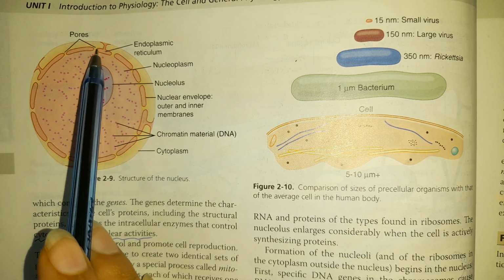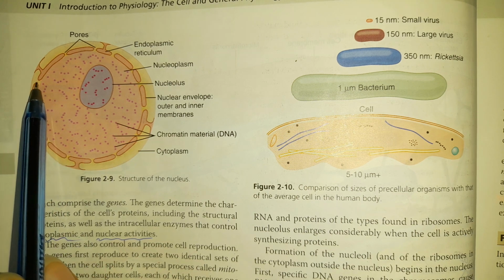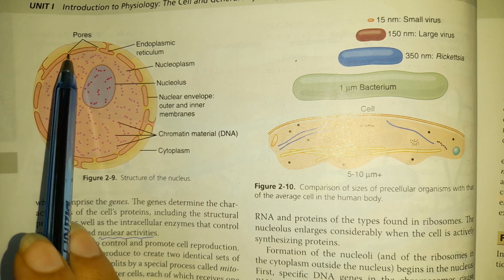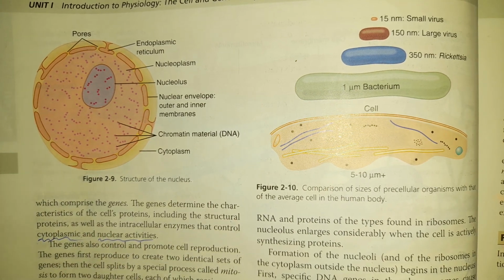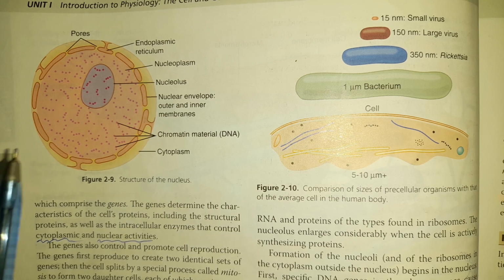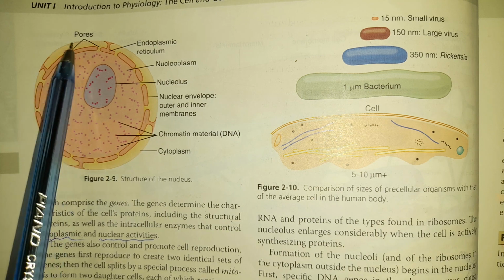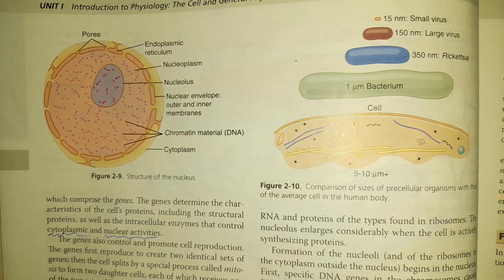The outer membrane of the nucleus is fused at various points. The two membranes are fused at various points, and at the fusion points they actually are separate, and these are known as pores. And these pores are 9 nanometers in diameter and provide the transportation of substances from the nucleoplasm into the cytoplasm and from the cytoplasm into the nucleoplasm.